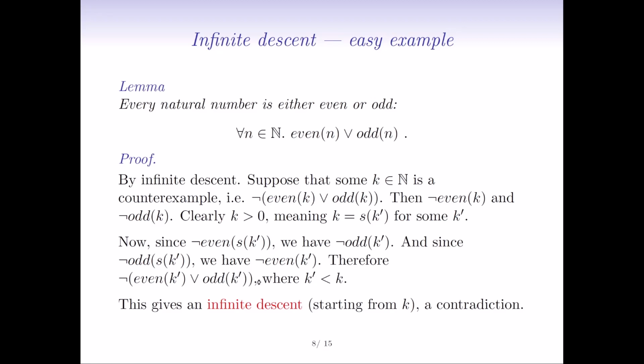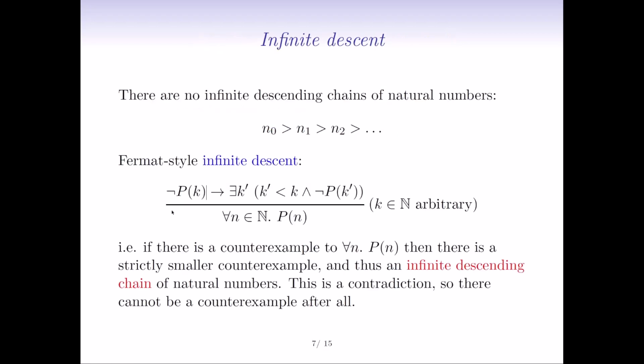But of course, you can see as well that in fact we've just established what is to be established, which is assuming that our property P is not true of k, then there is some k prime, which is smaller, and such that P is not true of k prime either. That's what we have to show in an infinite descent.